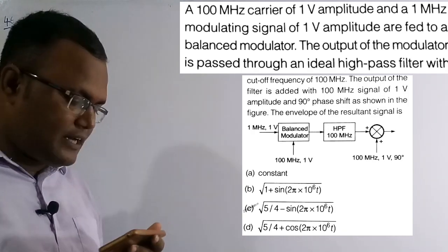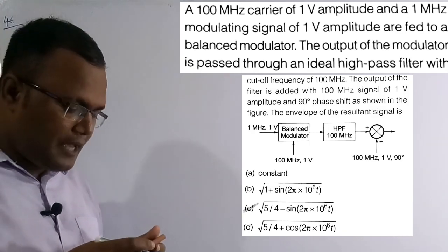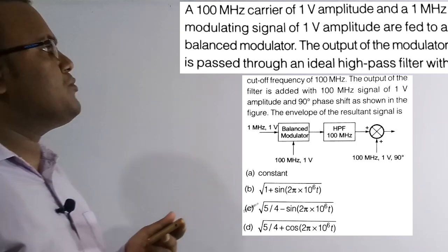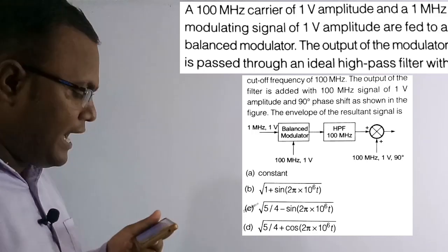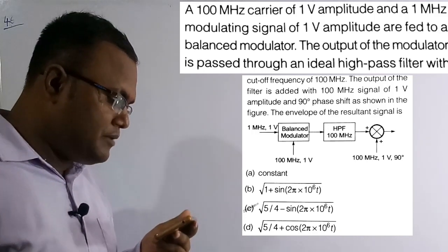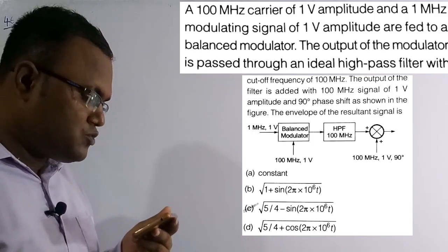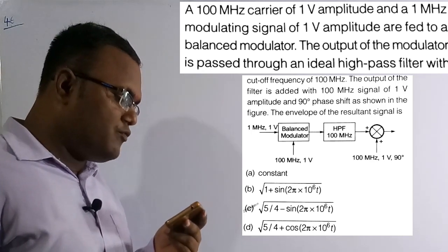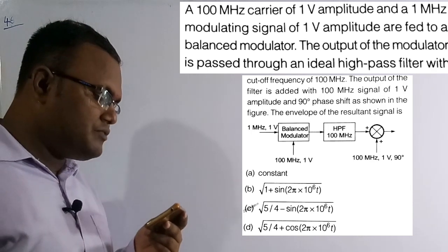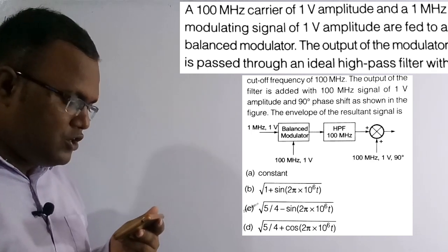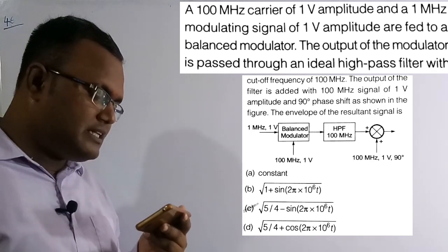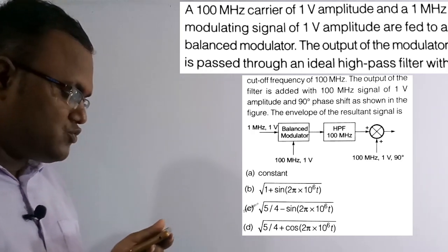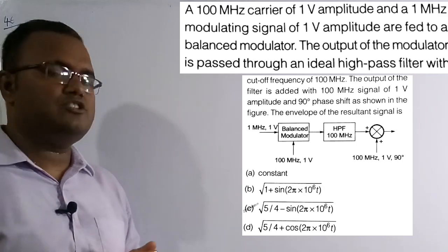The output of the modulator is passed through an ideal high pass filter with cutoff frequency of 100 megahertz. So the output of this balanced modulator is passed through an ideal high pass filter, cutoff frequency is 100 megahertz. The output of this filter is added with a 100 megahertz signal of 1 volt amplitude and 90-degree phase shift as shown in the figure. So now we need to find the envelope of the resultant signal. Of all the four options, option C is the correct solution of this question.